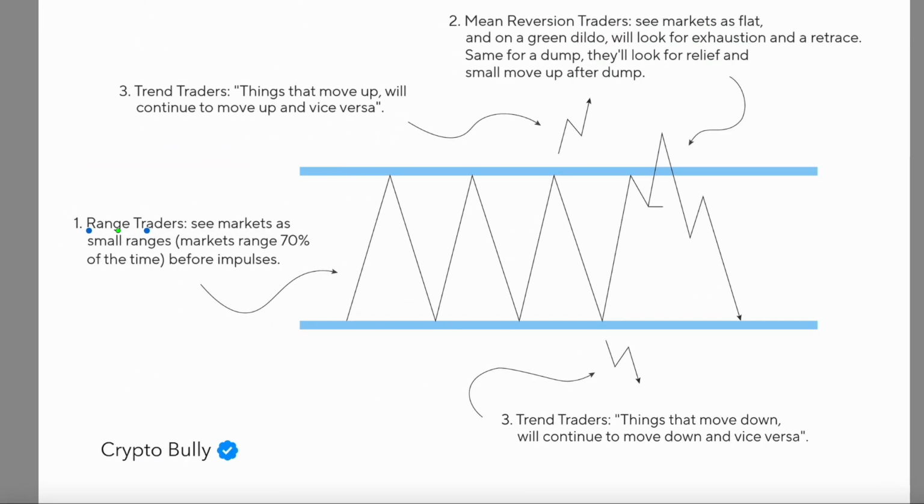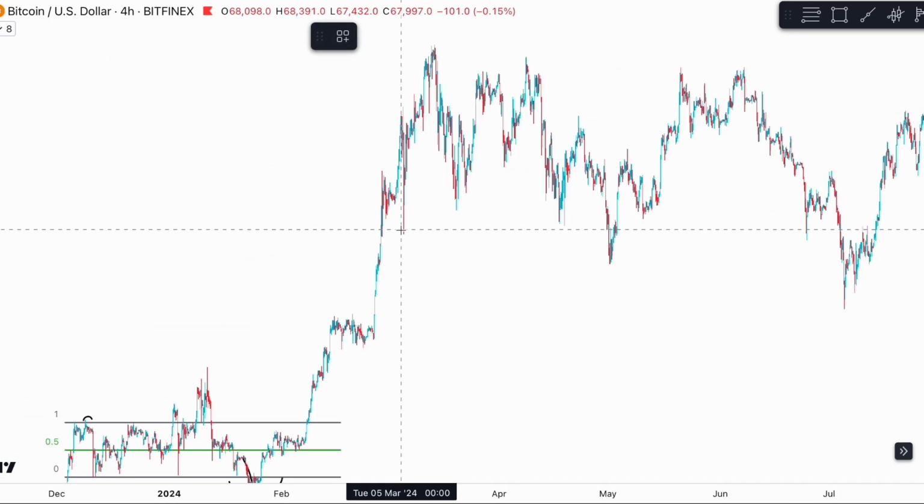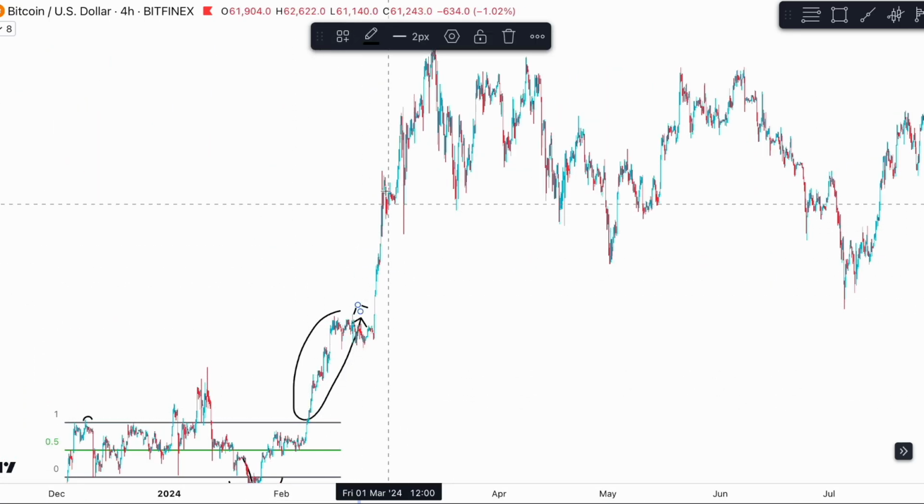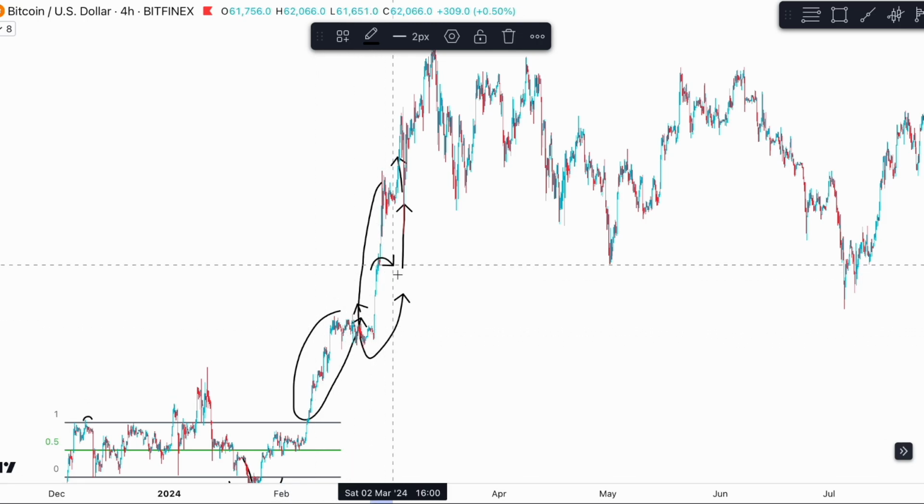And that's why, as the final thing in this video, I want to talk about the types of traders, right? So trend traders believe things that move down will continue to move down, and things that move up will continue to move up. Same thing we talked about. Range traders see markets as small ranges. Markets range 70% of the time before impulses, right? On the actual chart, the impulses that we were talking about are the same. Like, this is an impulsive move, this is an impulsive move, and usually this is when range traders are probably flat, unless they're on a really low time frame and they're trying to find ranges all the way up or down, okay?